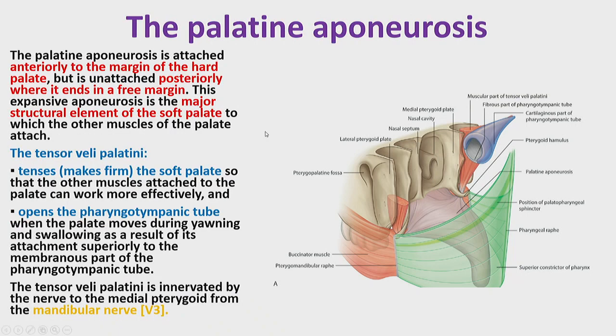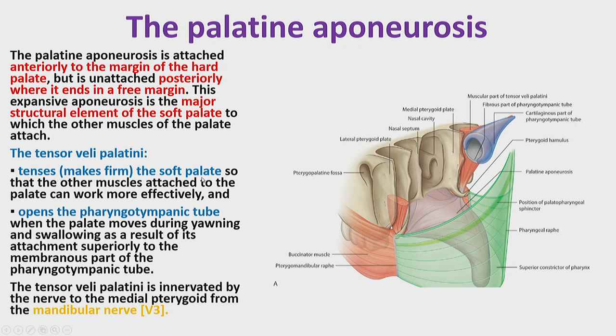So regarding this palatine aponeurosis that I mentioned, anteriorly it attaches to the posterior aspect of the hard palate, and posteriorly it doesn't attach to anything, so it is free, and it continues, as a matter of fact, as a basement for the uvula, as you see here. And the function of the tensor veli palatini, according to its name, tensor, means that it tenses. It tenses or makes firm the soft palate.